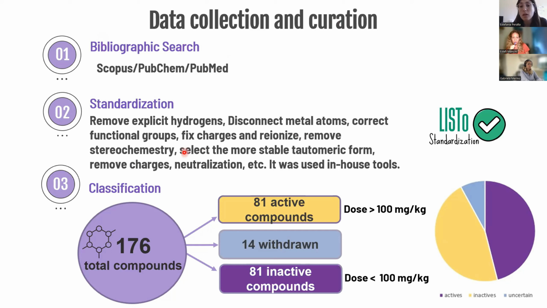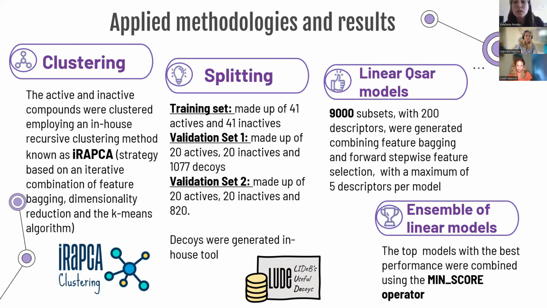The compounds were standardized and the duplicates were removed. So finally, we found 176 compounds that were classified as active and inactive, according to their different performance in the PTZ kindling model. Then we performed a clustering technique to representatively split the dataset to obtain training and test sets.